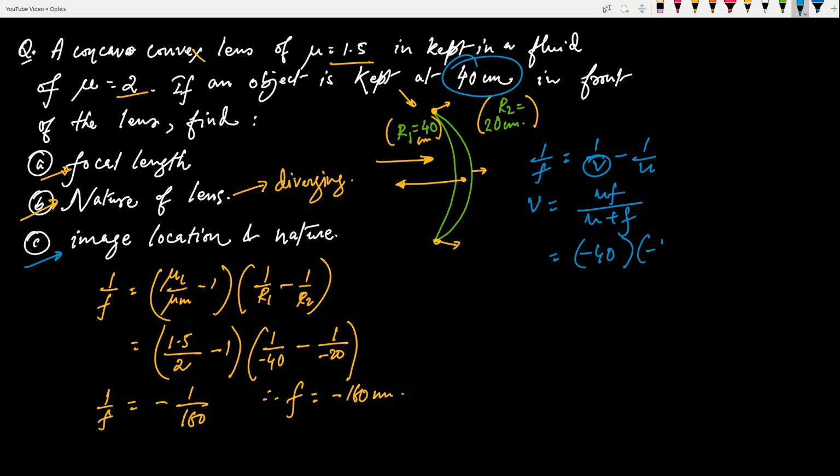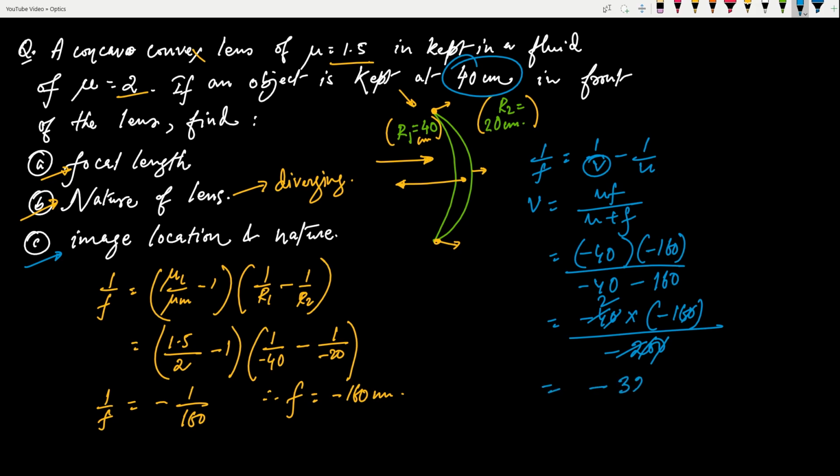And f, we have already got, is minus 160. And u is again minus 40, so u plus f is minus 40 plus minus 160, which is minus 200. Now if we solve this, we will get minus 40 multiplied by minus 160 divided by minus 200. So the zeros get cancelled, 2 fours are 8, and we will get minus 32 centimeter. So we got minus 32 centimeter as the image location.